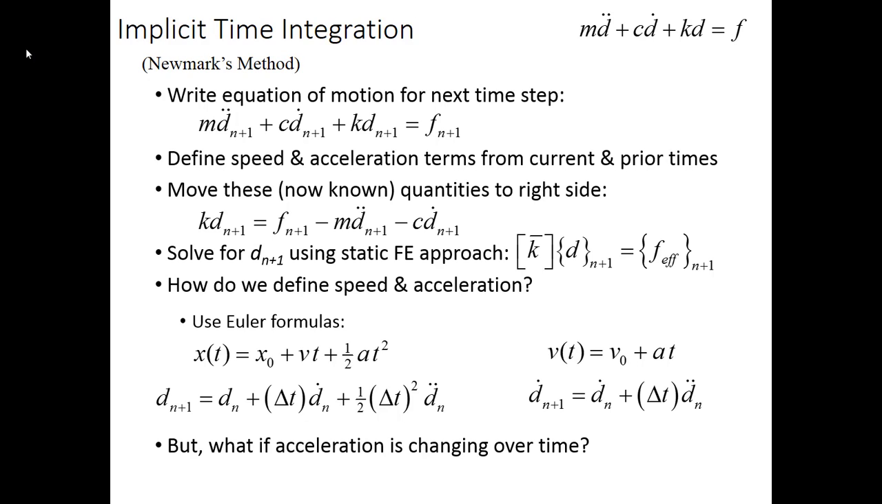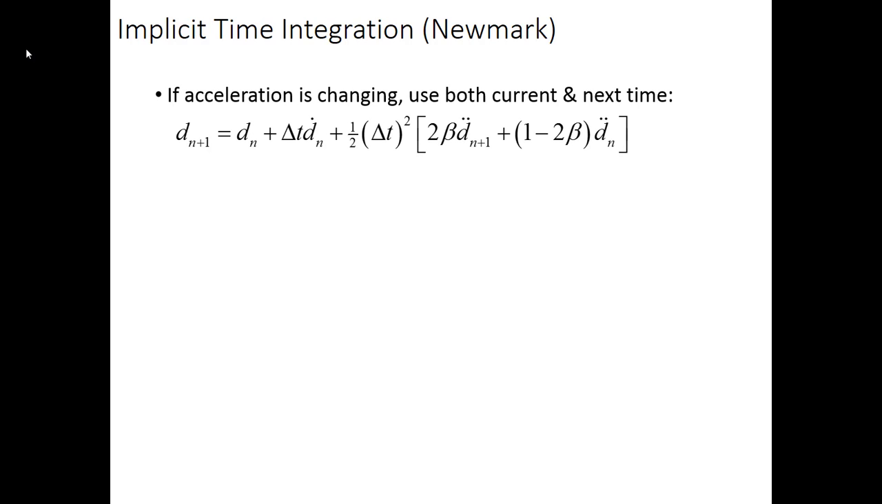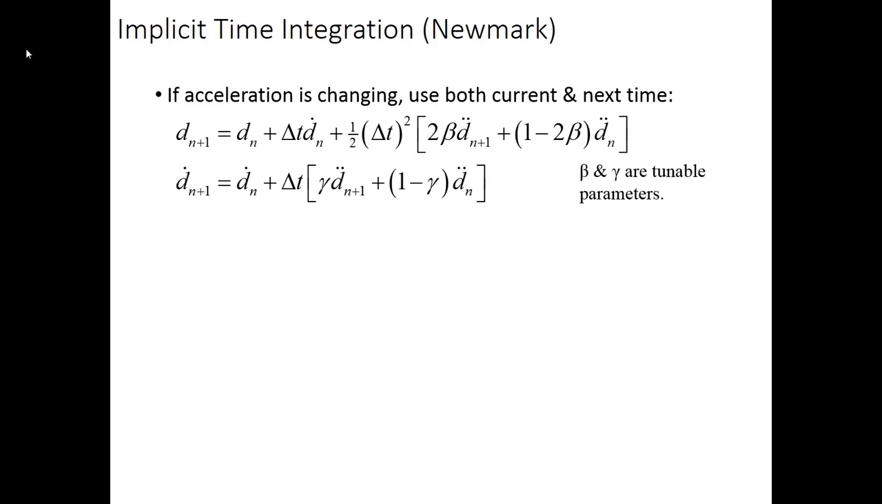What if the acceleration is changing over time? If the acceleration is changing, we can take advantage of the current time, but also information we don't yet know about the next time. That sounds a little bit odd, but I'll show you how it works. We want to use the current and the next time. So the first couple of terms here are the same, but now I'm introducing a term beta, which is going to allow me to tweak the relationship between how much of my current time matters and how much of my future time matters. And we'll introduce a gamma term in the speed equation for the same function. It's going to tweak that.